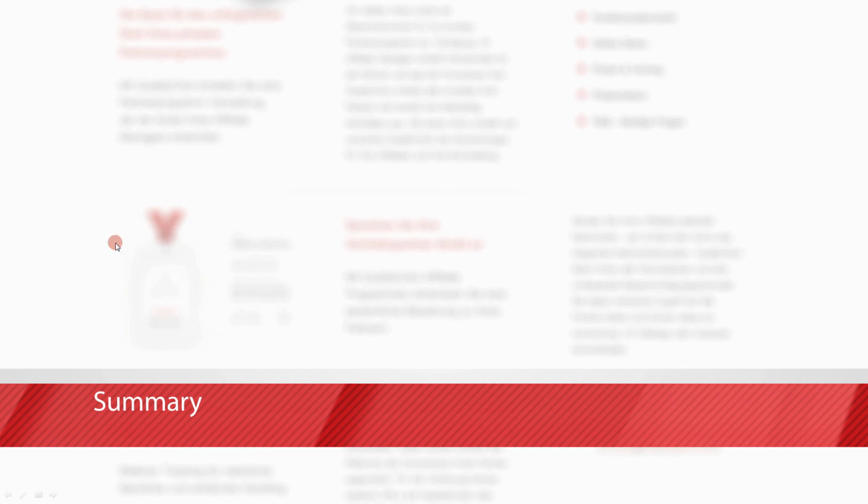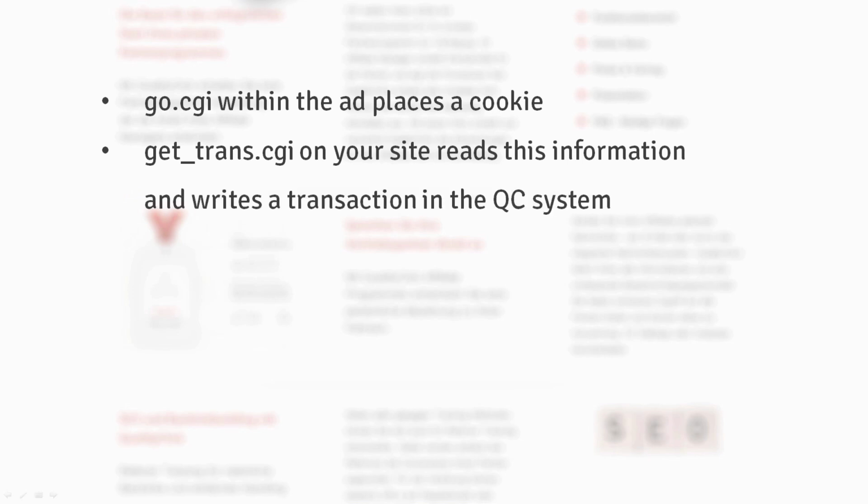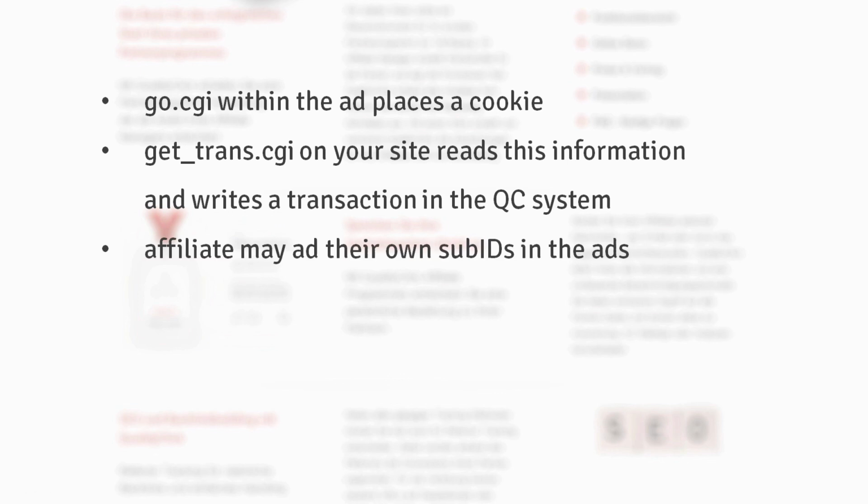So what you need to know is the Go CGI script within the ads places a cookie. The get trans CGI script on your shop completion site reads the cookie and takes the information and writes a transaction with this information and some information you provide in the QualityClick system. And your affiliates may add their own sub-IDs in the ads to have their own tracking of every ad. So that's pretty much it.